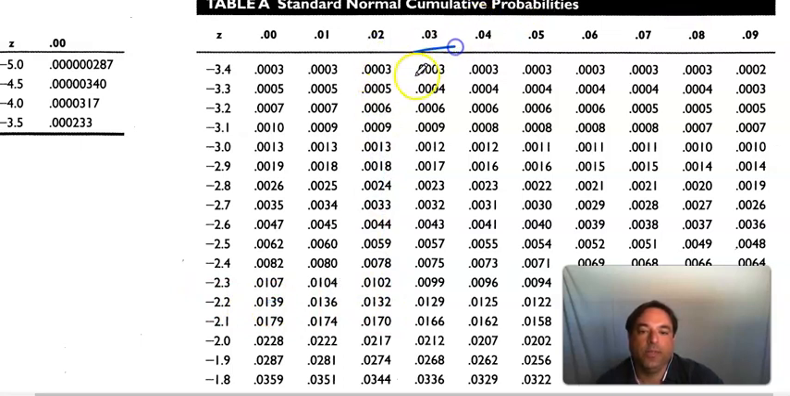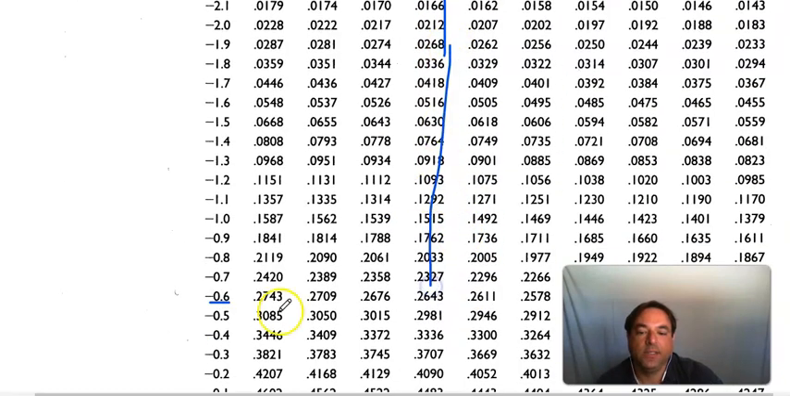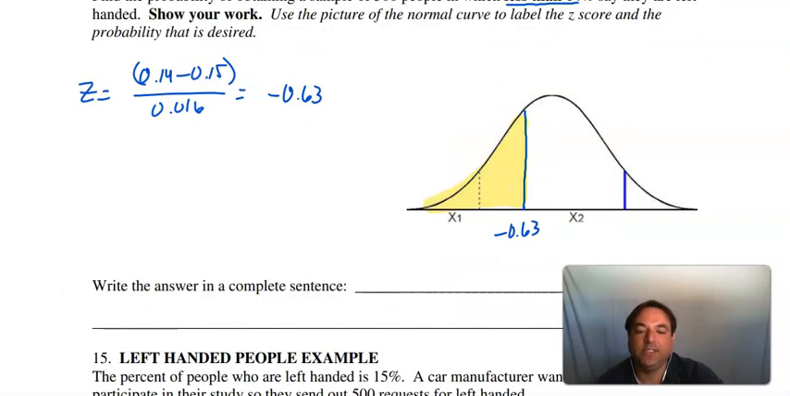So here's the 0.03, so we're going to match that up, negative 0.63, and we get 0.2643. The table tells us to the left, 0.2643. We're looking for less than, the table gives us less than, so we have 26.43% as our answer.